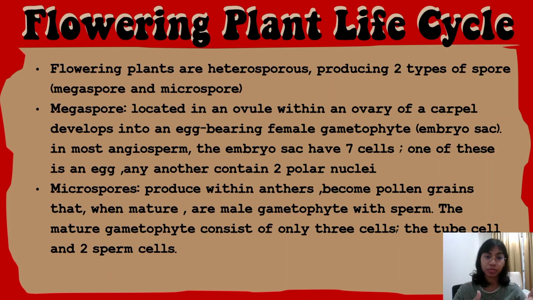For the microspore, it is produced in the anthers, which is also the place where pollen grains are made. And when it matures, it becomes a male gametophyte with sperm. The mature gametophyte will have 3 cells. One is the tube cell, and the other 2 are the sperm cells, which are the male gametes.